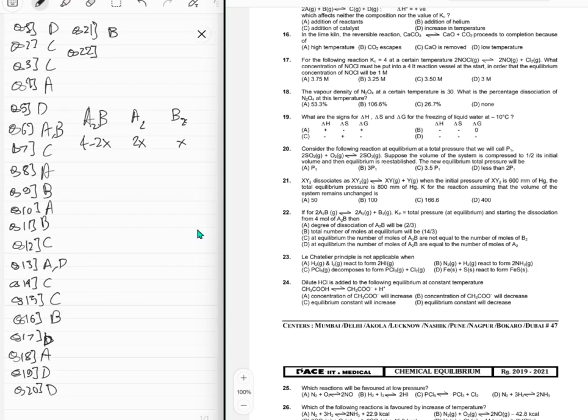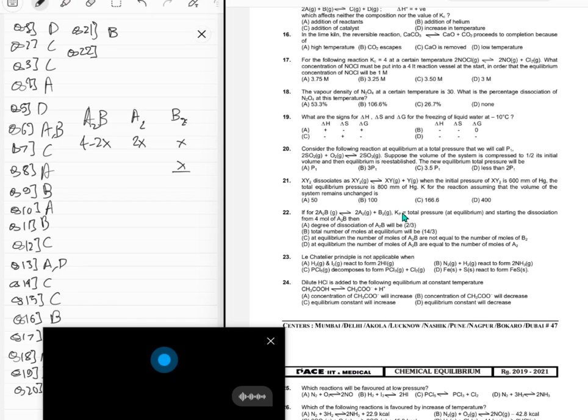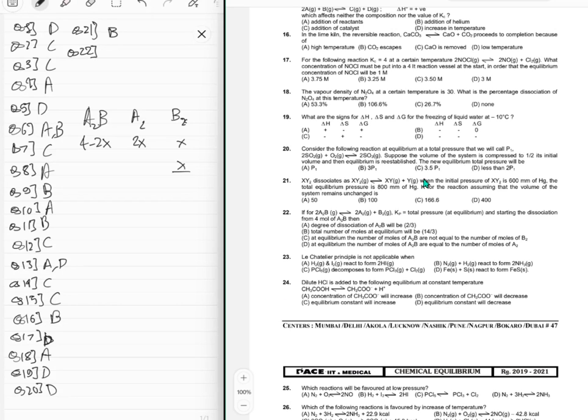Starting a dissociation from, right? Fine, understood this. So this being the total pressure, like when does that happen? So the mole fractions, that will be x upon. We could write it in degree of dissociation as well.